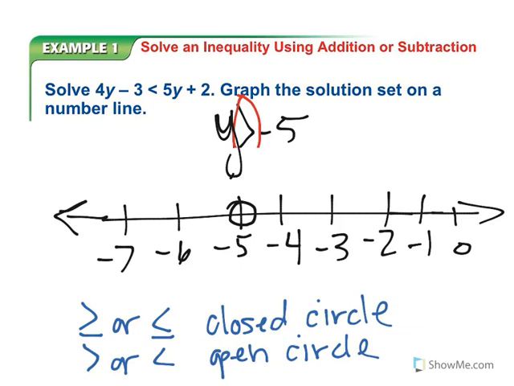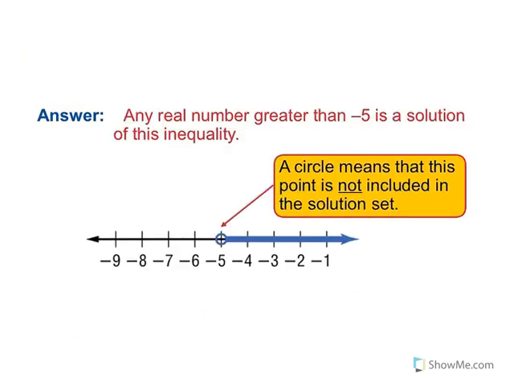And we want values that are greater than negative 5. Okay, so that means we're going to shade to the right, because everything to the right is bigger than negative 5. Okay, so I actually have a prettier picture on the next slide. Any real number greater than negative 5 is a solution of this inequality. And this is how you would show it on a number line. And this also means a circle means that the point is not included in the solution set because we did not have a line underneath our inequality.